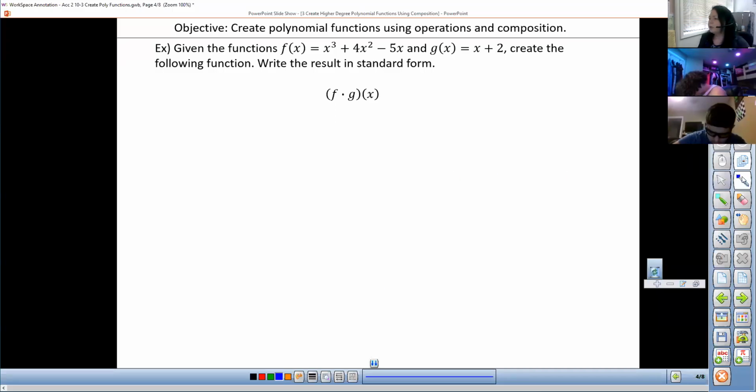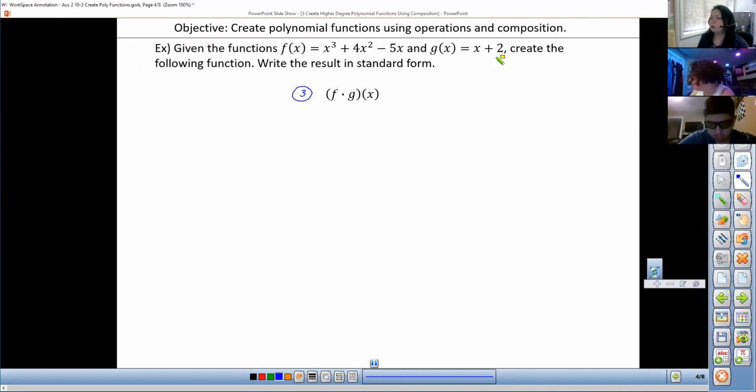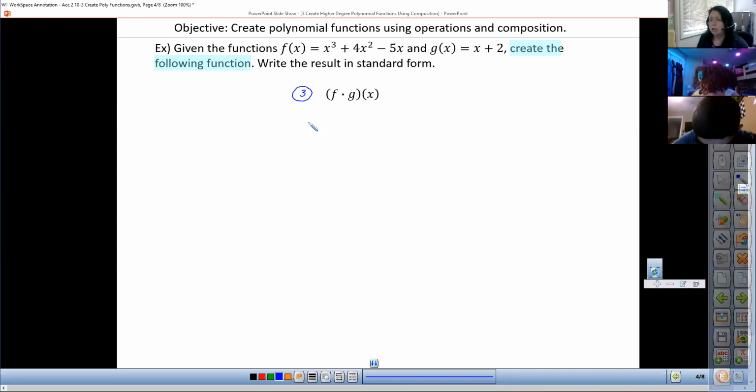All right, so here's our third example. So this piece of information in a homework problem would be given to us. This is the function we're going to create. As it says, create the following function. So when we look at this with this little dot between them, we have to realize that that means multiplication. So this means that we are going to take the first function, which is f of x, and multiply it times the second function, g of x.